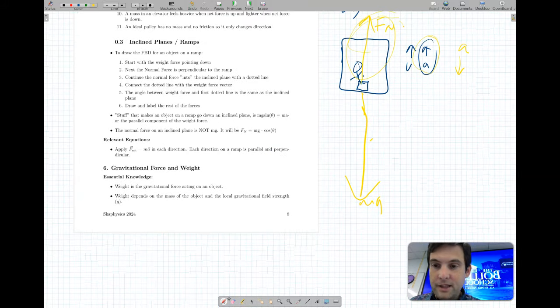For the inclined plane free body diagrams, we're going to start with the weight force pointing down. The easy one, right? Weight force down into the center of the Earth. Next, the normal force is perpendicular to the ramp.